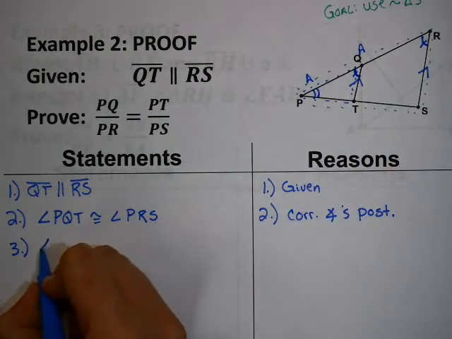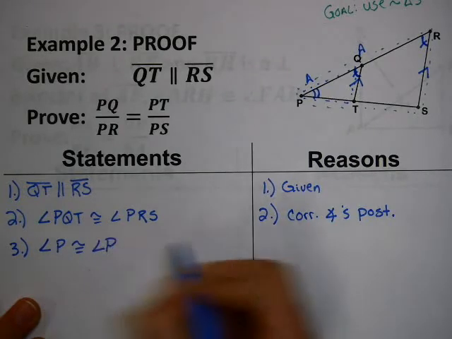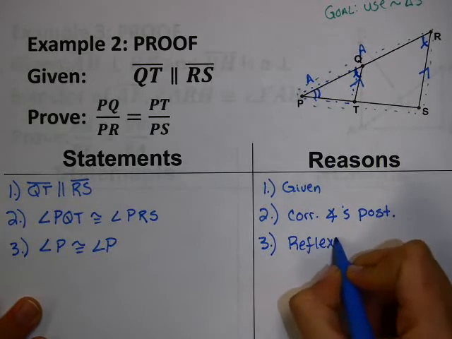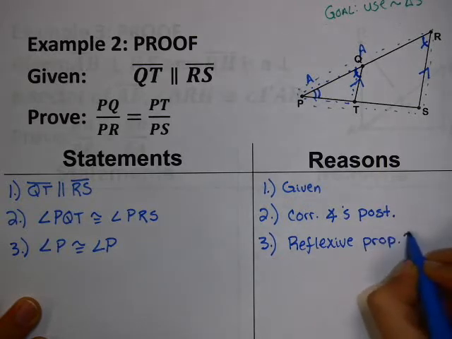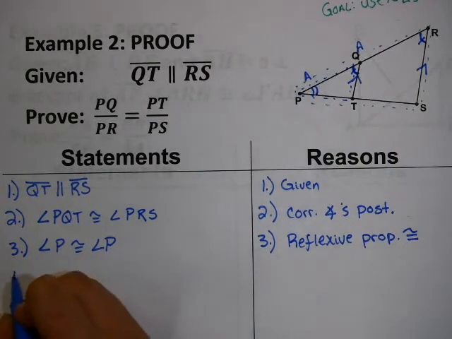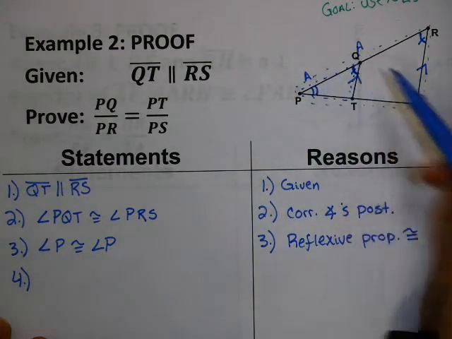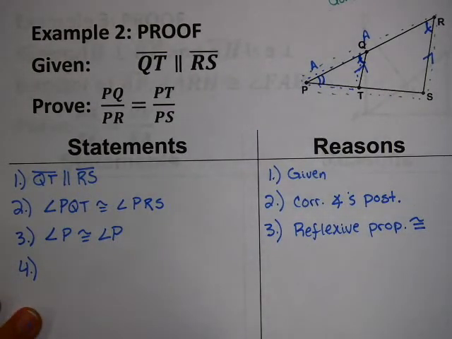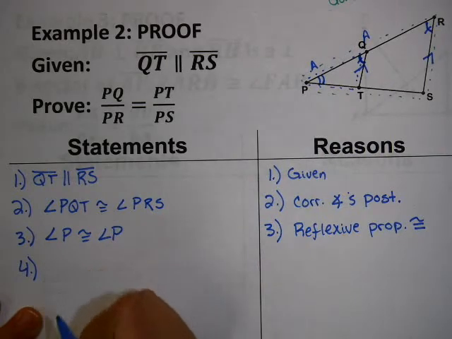And let's say angle P is congruent to angle P by our reflexive property of congruence. Right, we're using congruence. Alright, and now we have enough, because remember, angle is one of our similarity proofs, or theorems that we can use.